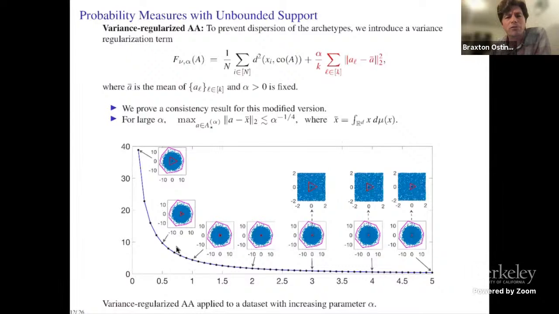For this modification of the problem, we also have a consistency result. I'll refer you to the paper for that. And we also looked at the behavior for large alpha. When alpha gets large, you can show that all of the archetype points converge to the mean of the data, and they do so at this rate. We illustrate this here. This is kind of expected, too, because you expect the variance of the archetype points to go to 0, and they should be centered at the mean of the data. So this is a very natural and expected result.